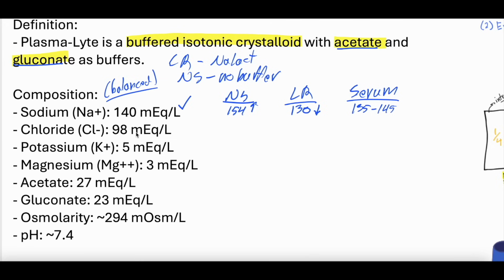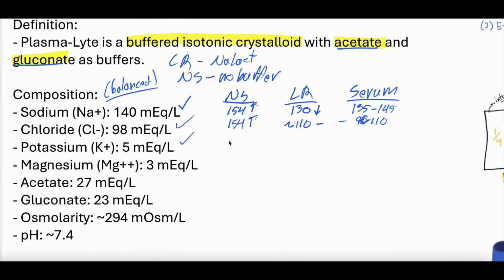Chloride in PlasmaLyte, 98 milliequivalents. Normal saline, 154 milliequivalents of chloride. Lactated ringers is about 110, and serum is somewhere in this 110 range too. But the exact range, oh boy, someone quote us on this, like 90-ish, maybe 95 to 110, something like that. So this is about physiologic too. Normal saline higher. Lactated ringers is about physiologic as well. But these two, sodium and chloride in PlasmaLyte, are very balanced with the serum electrolytes.